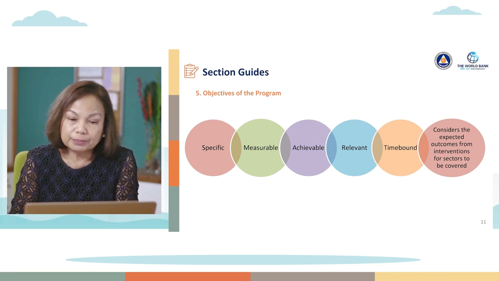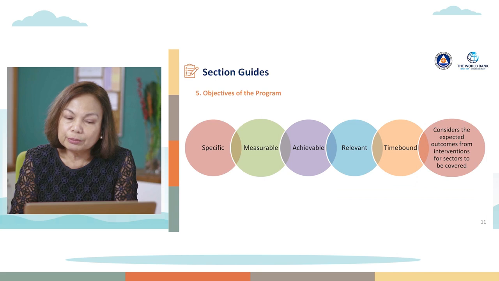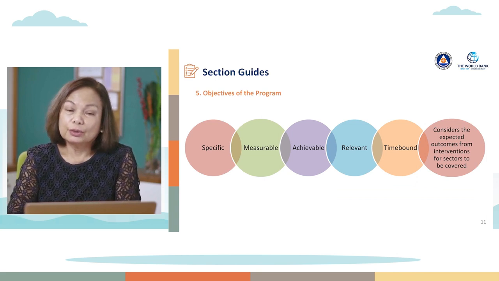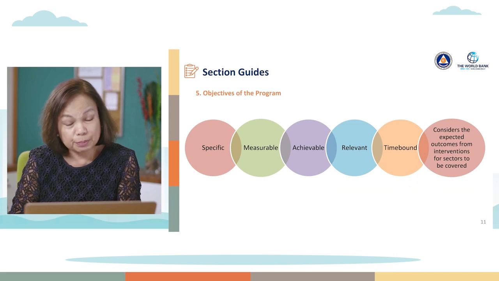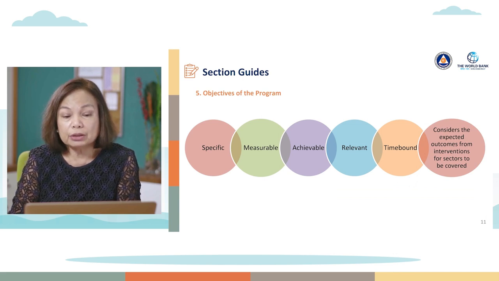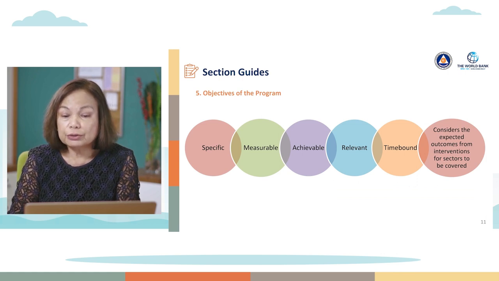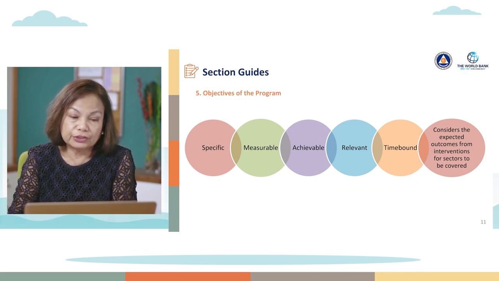We can put them all together in a short, like SMART. So the objective should be SMART: specific, measurable, achievable, relevant, and time-bound. The objective should also consider the expected outcomes from interventions for sectors to be covered.